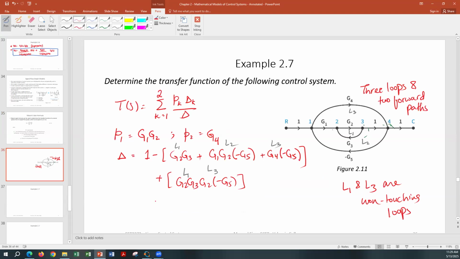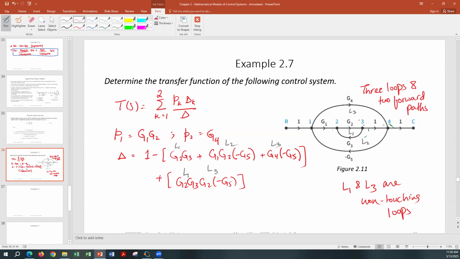And now, this is delta. There are no three non-touching loops, of course, so we are not going to progress further. This is pretty much the farthest that we go. Usually we don't really have this. This is a specific example that I took just to explain that in this case you do have non-touching loops, and you have more than one path as well.